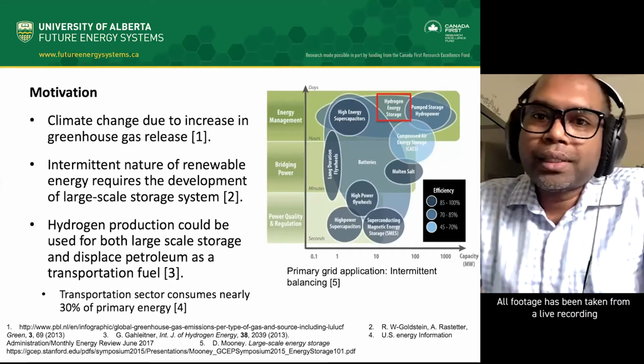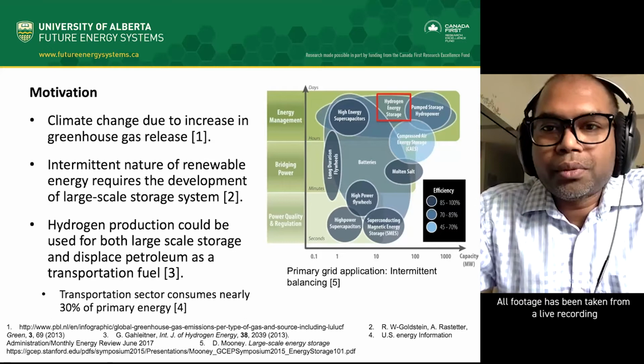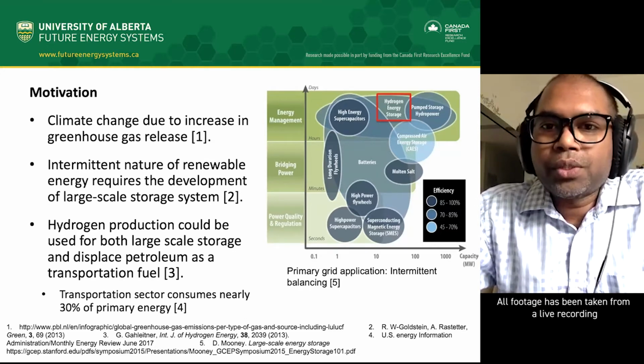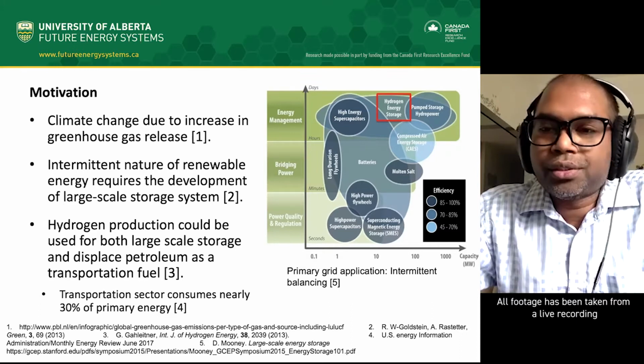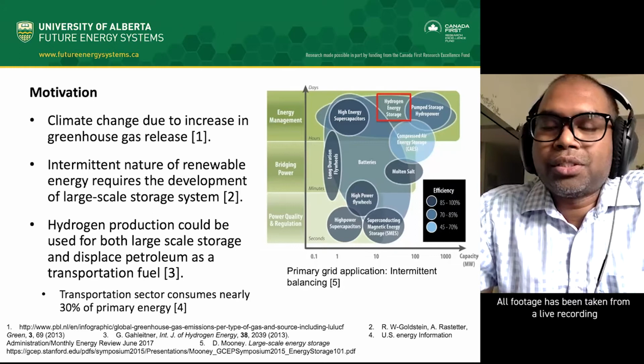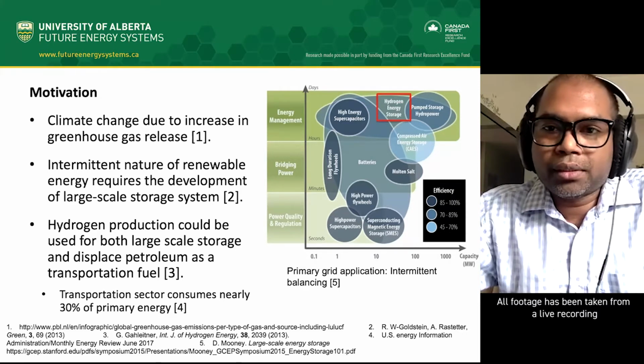Greenhouse gas emissions from combustion of fossil fuels are hypothesized to be the main contributor to climate change. To decrease carbon emission, renewable sources of energy are being introduced in the energy sector. Due to their intermittent nature, a large-scale energy storage system is required. As seen from the figure, hydrogen holds the capability for large-scale energy storage with a wide range of capacity.